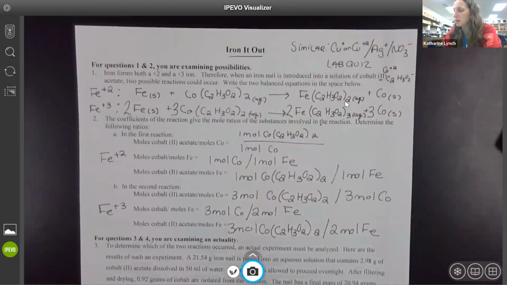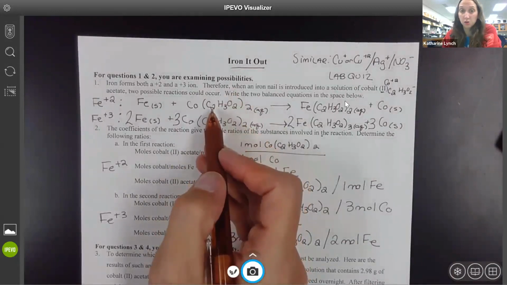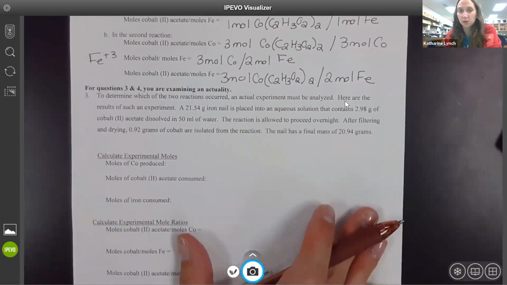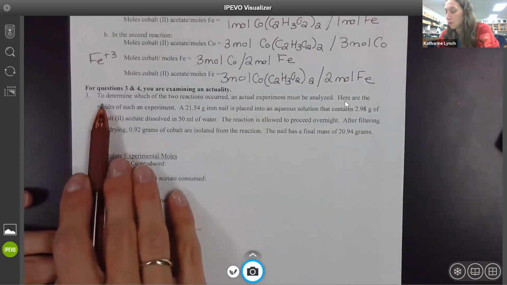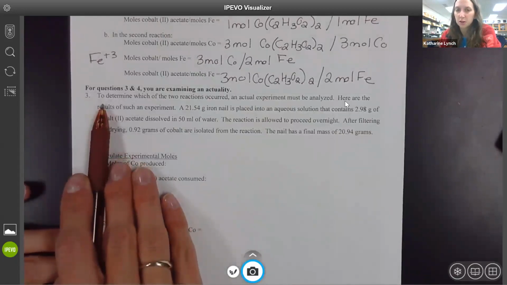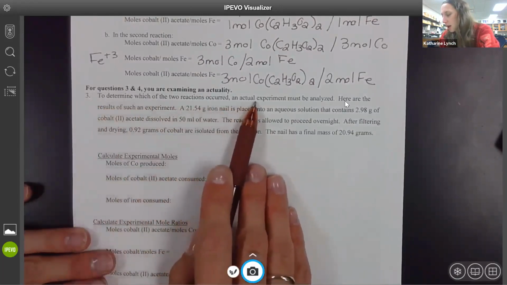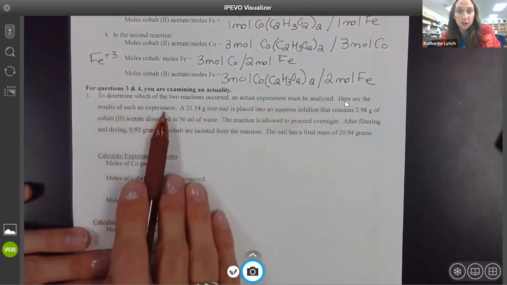Okay, so that was just examining possibilities that can occur once this iron nail is put into a solution of cobalt 2 acetate. But now this paragraph here is going to give you a lab situation. You're not actually doing this lab, but you've done a similar lab, and we are familiar with these types of single placement reactions. So in lab, to determine which of those 2 reactions occurred, an actual experiment has to be analyzed. Here are the results from a student's experiment.